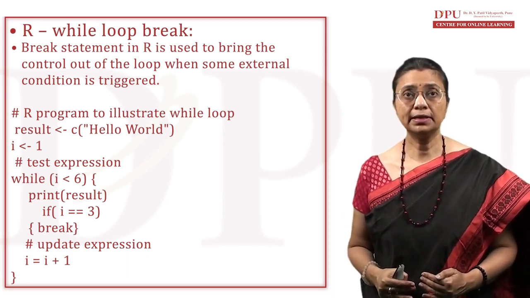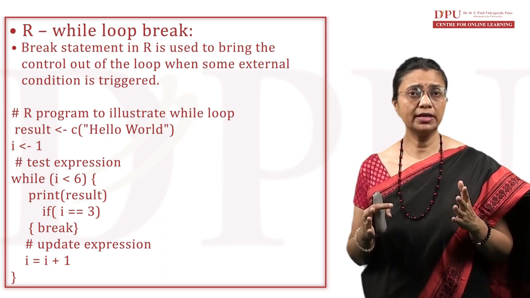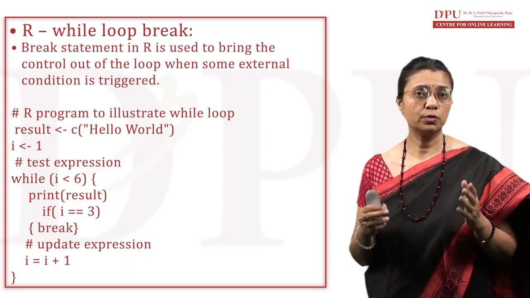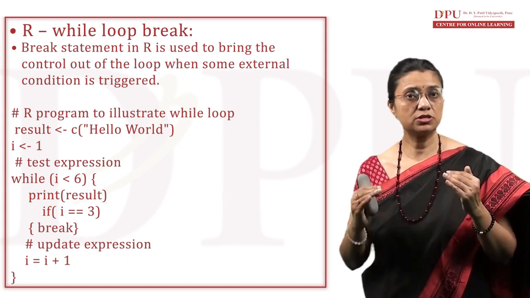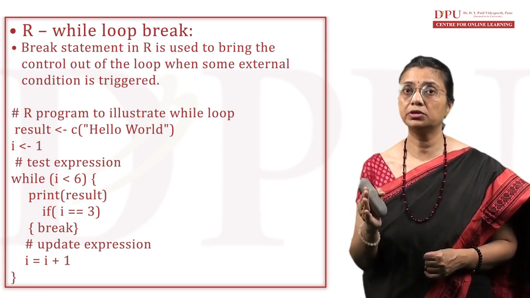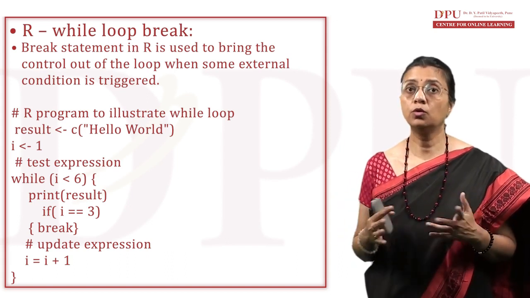So now what is happening? The first value of I is 1. You can see over here, and then what we are doing, 1 is less than 6, so it is printing hello world. After that, it checks if I is equal to 3. No. So if it is not, no break.